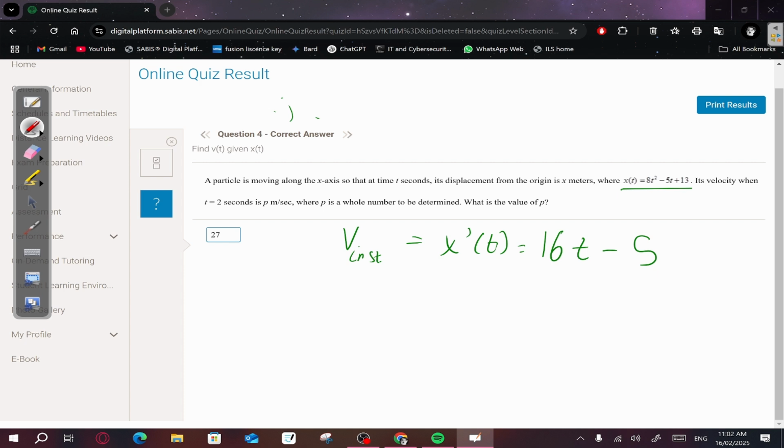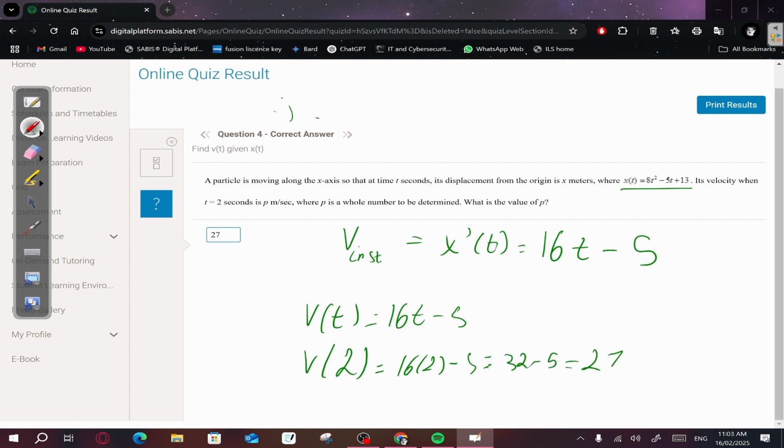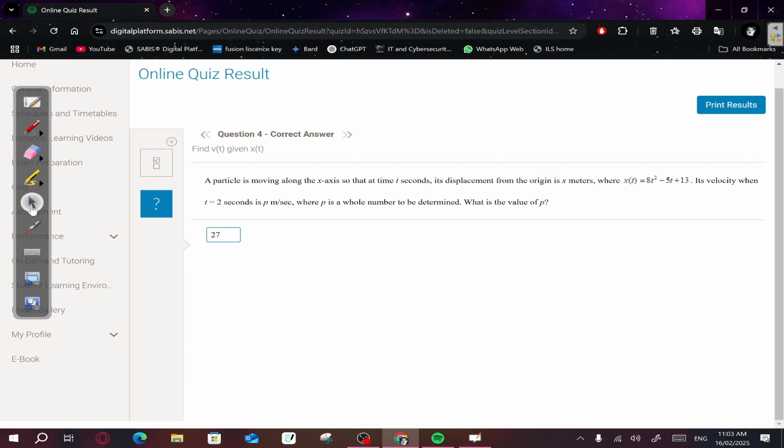Okay, now we're gonna plug in 2, so v of t equals 16t minus 5, plug in 2, so v of 2 equals 16 times 2 minus 5. This is gonna equal 32 minus 5, which is equal to 27 meters per second. And this is our final answer. Okay, question 15.